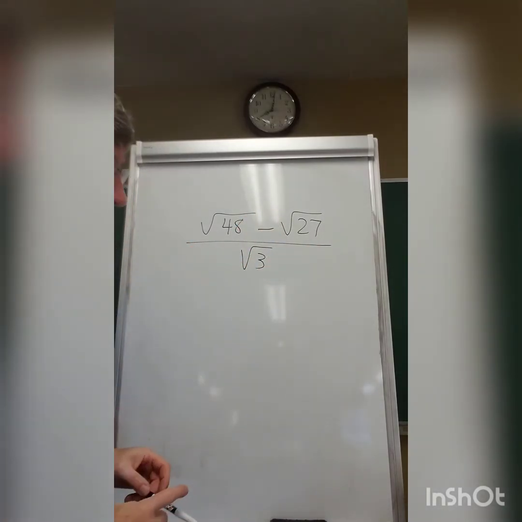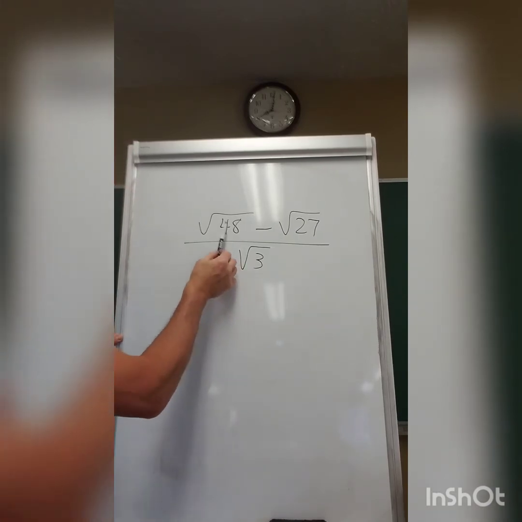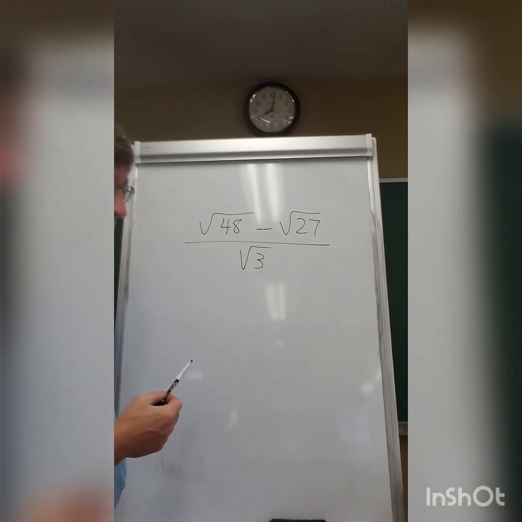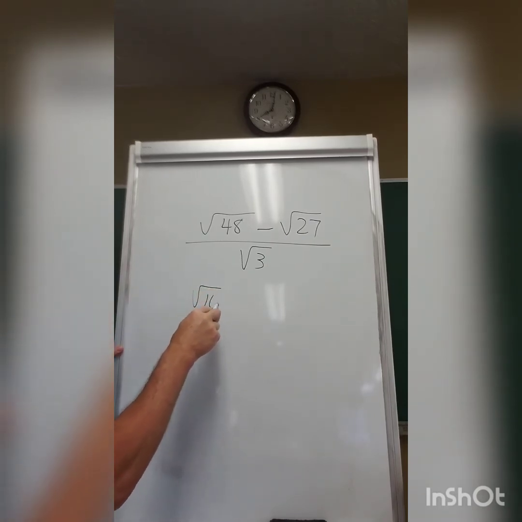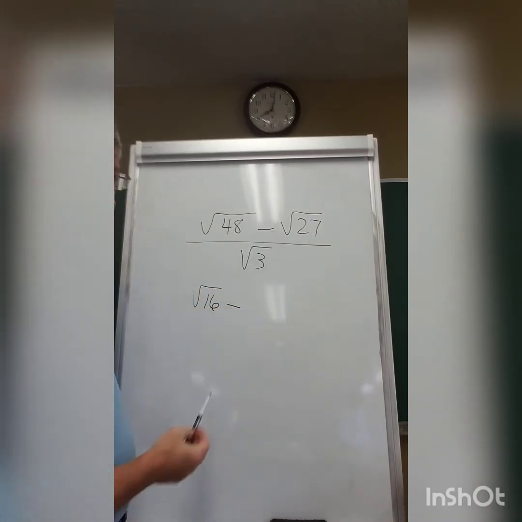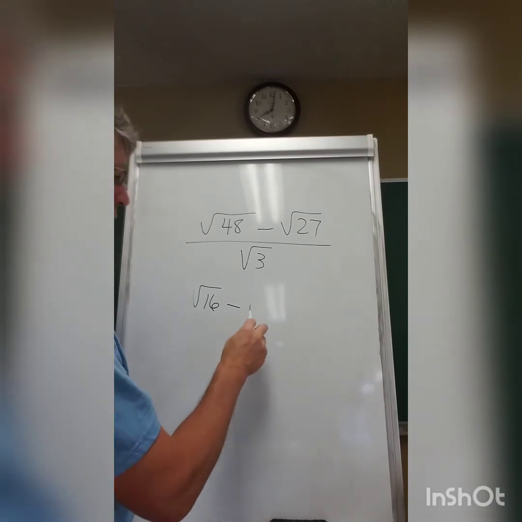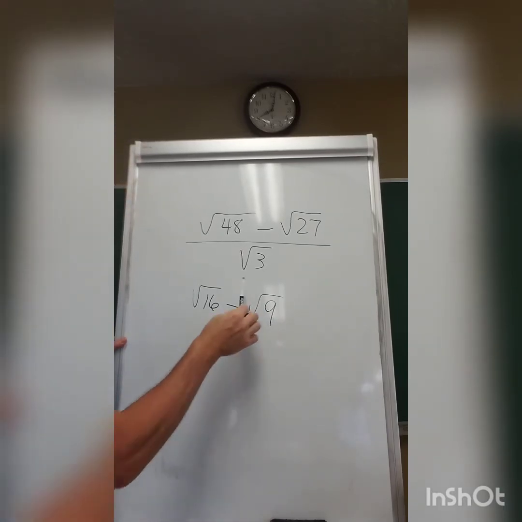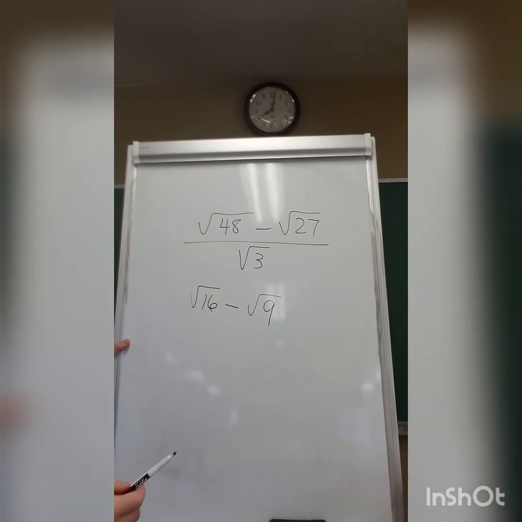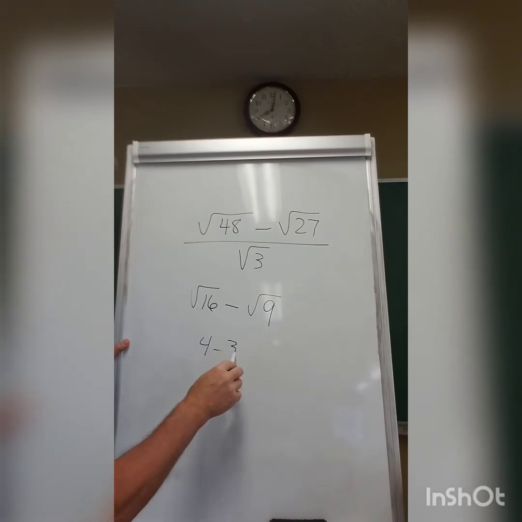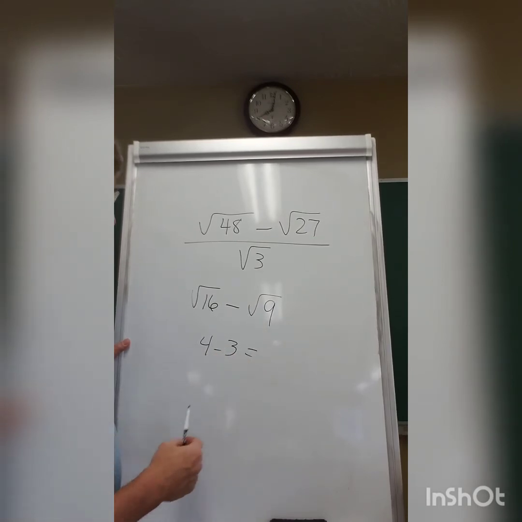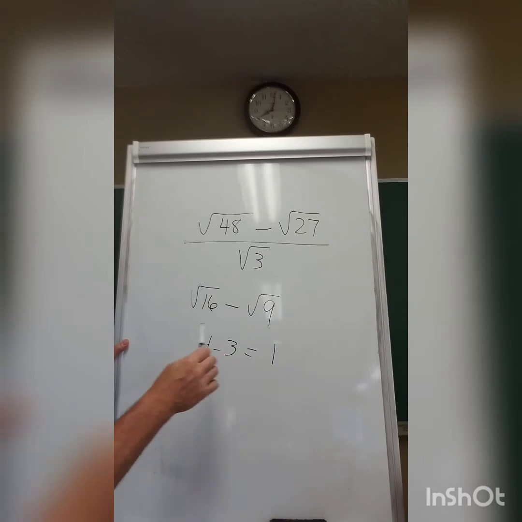So again, the best way to do this is look at division. Does 3 go into 48 evenly? It does, right? 16. So you have square root of 16 minus, does 3 go into 27 evenly? Yes, square root of 9. So now you've divided it and eliminated the denominator, and all you have left is this. And so the square root of 16 is 4, square root of 9 is 3, and 4 minus 3 is 1. And that's your final answer.